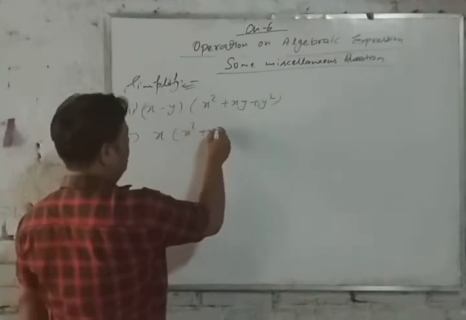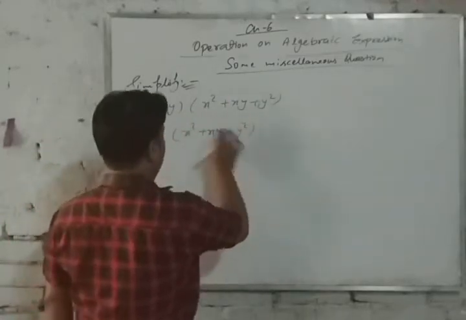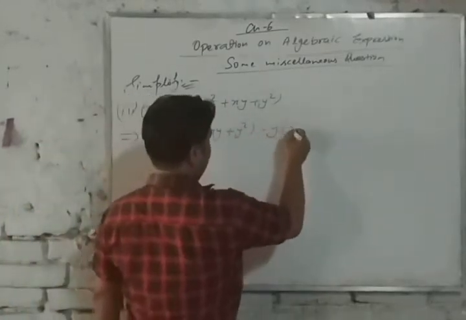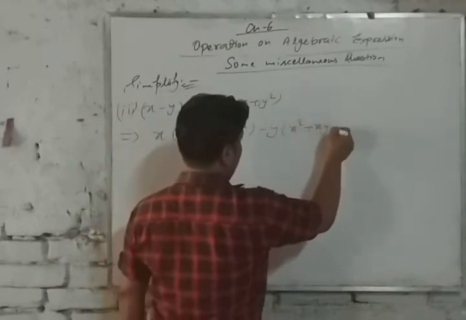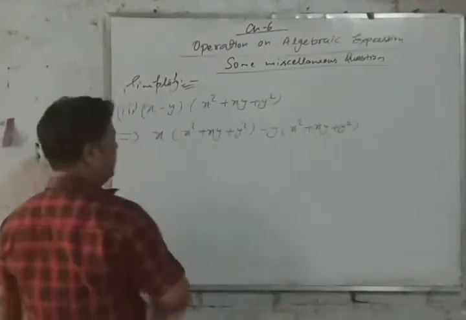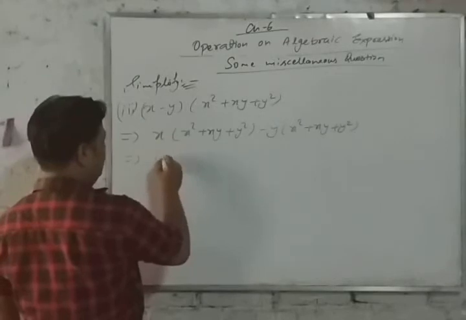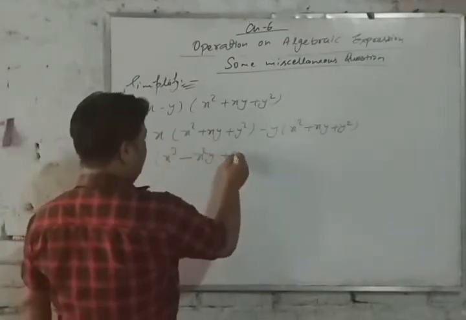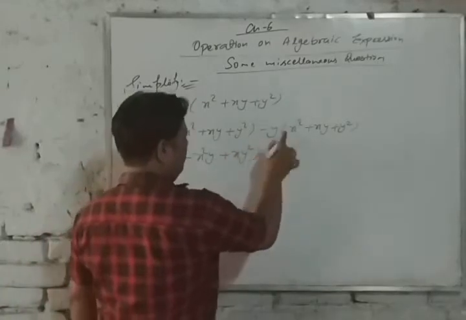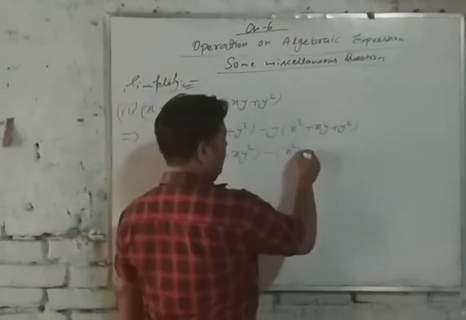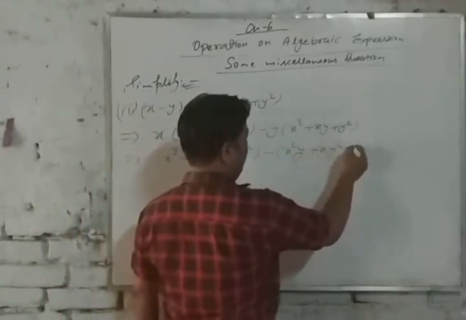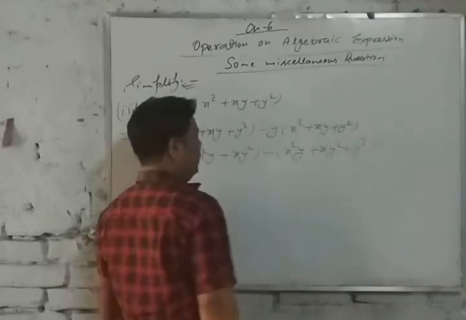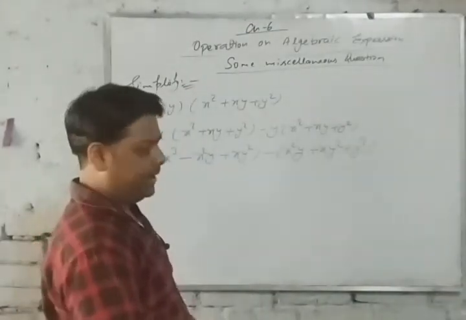x square plus xy plus y square. Then minus y times (x square plus xy plus y square). Okay. Now multiply again: x cube, and always keep in bracket, then (x square y plus xy square) minus (x square y plus xy square plus y cube). Now we will remove the bracket.